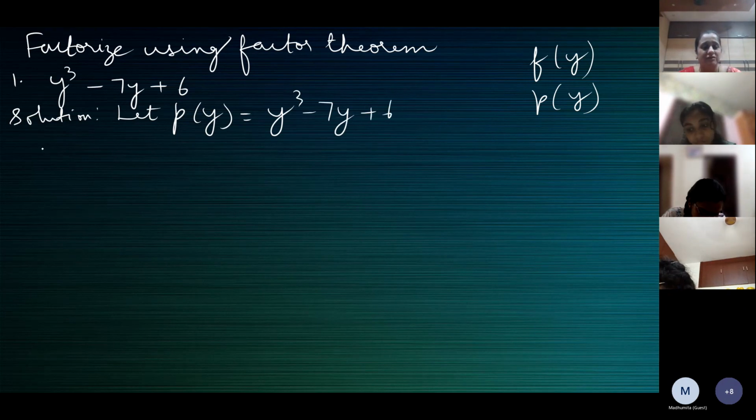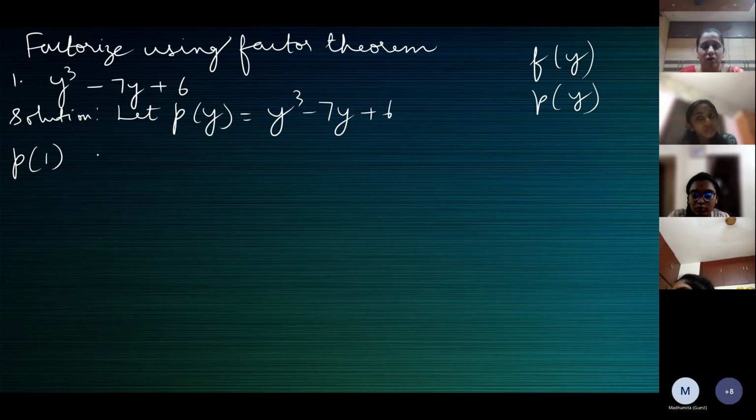Now let's find P of 1. We can't write P of 1 is equal to 0, because we don't know if 1 is a zero. So let us find P of 1. When you're finding P of 1, that means you're finding the value of the polynomial at y is equal to 1.